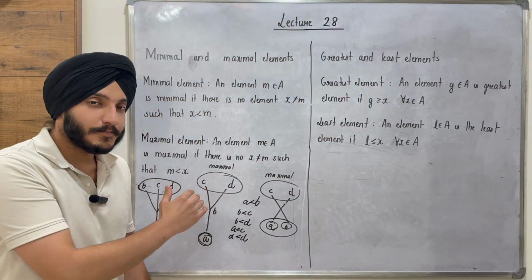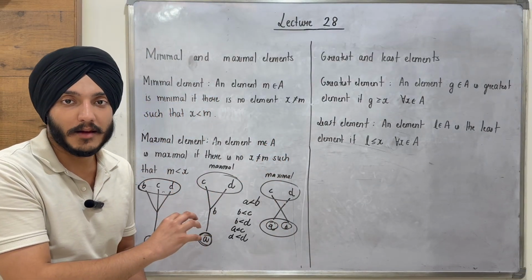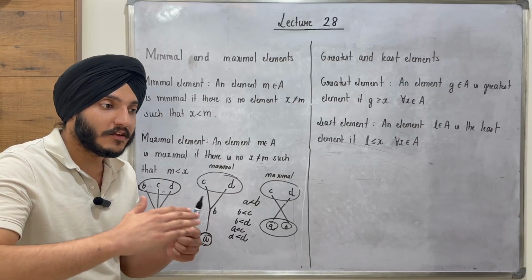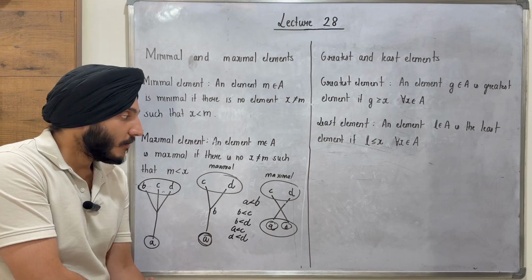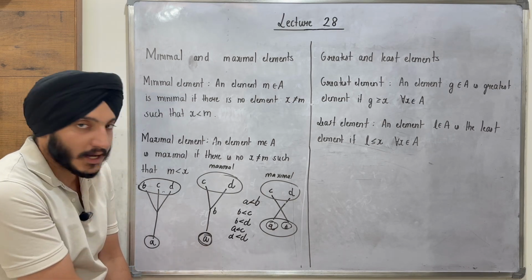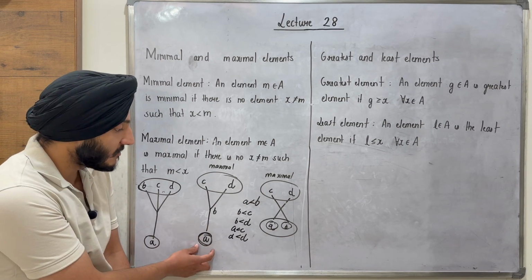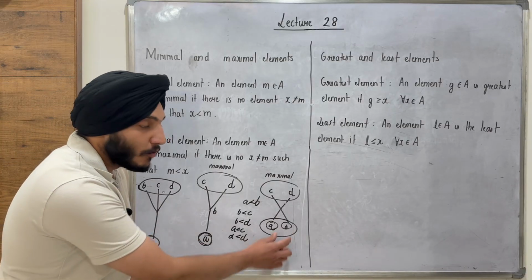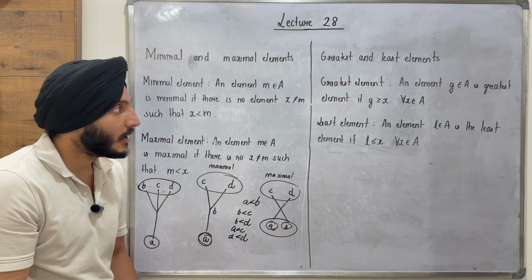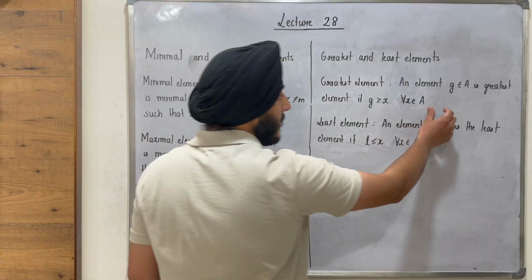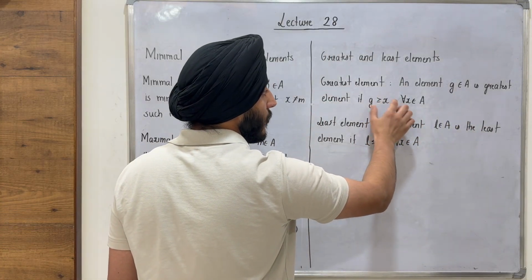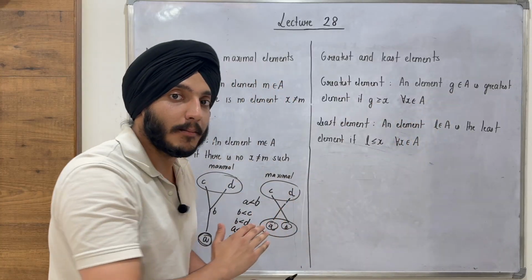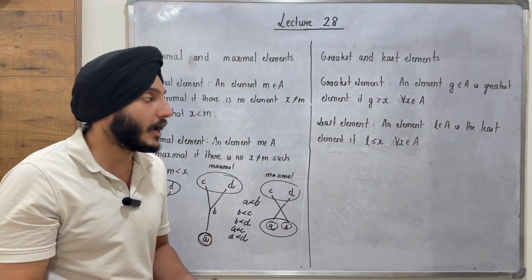In terms of maximal and minimal elements, I try to check if there's any value which is less than that on my diagram, right? For example, is there any value lower than A? No, right? So I can say A is the minimal element. There's no value lower than B, so I can say it's a minimal element. But in this case, I'm saying element G is greatest if G is greater than or equal to X for all the values, right? It has to be compared to all the values I have in my diagram.